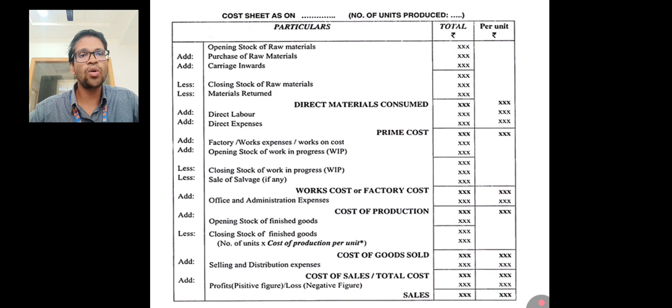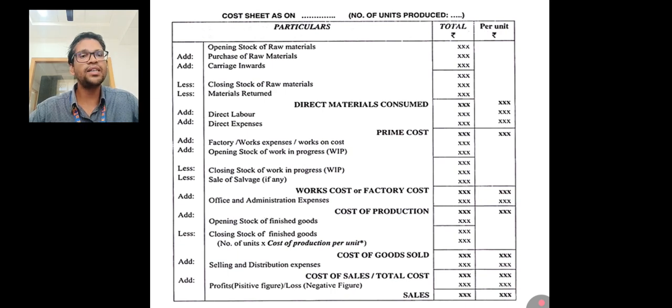The first one is the opening stock of raw material. Then we add the purchase of raw material. Then add carriage inward. Then less items, for example, closing stock of raw material and material returns. These come under the opening stock of raw material, or otherwise we can call it direct material consumed. Then again we add direct labor and expenses. These three things we add to find out the primary cost.